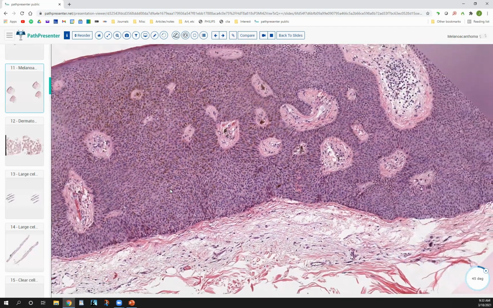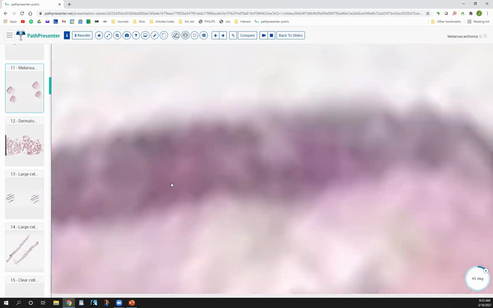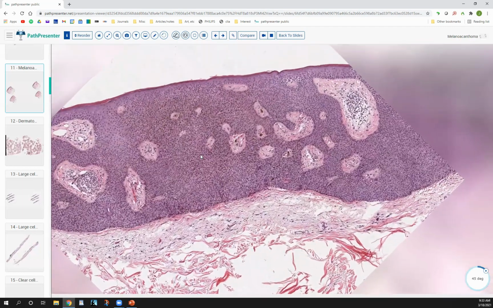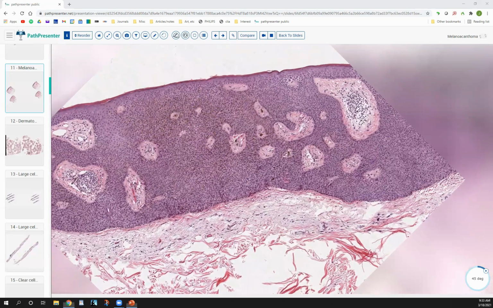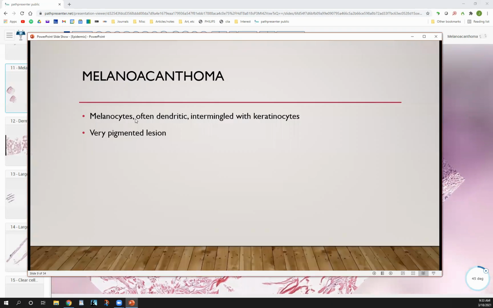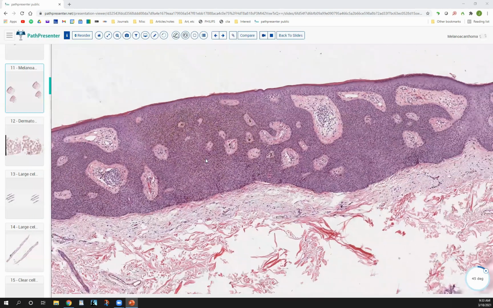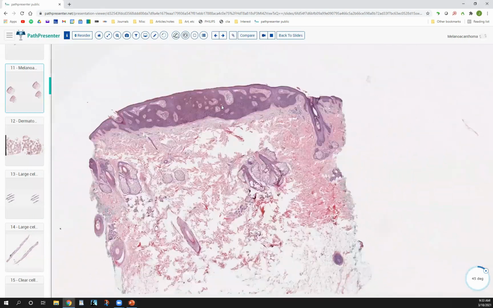So this combination is pretty good for melanoacanthoma, which is what this is. I got a PowerPoint here. So you get melanocytes, often dendritic, intermingled with keratinocytes, and it's a very pigmented lesion. It's a dark, dark lesion. So that's what we typically see, and I think that's pretty nicely represented here.